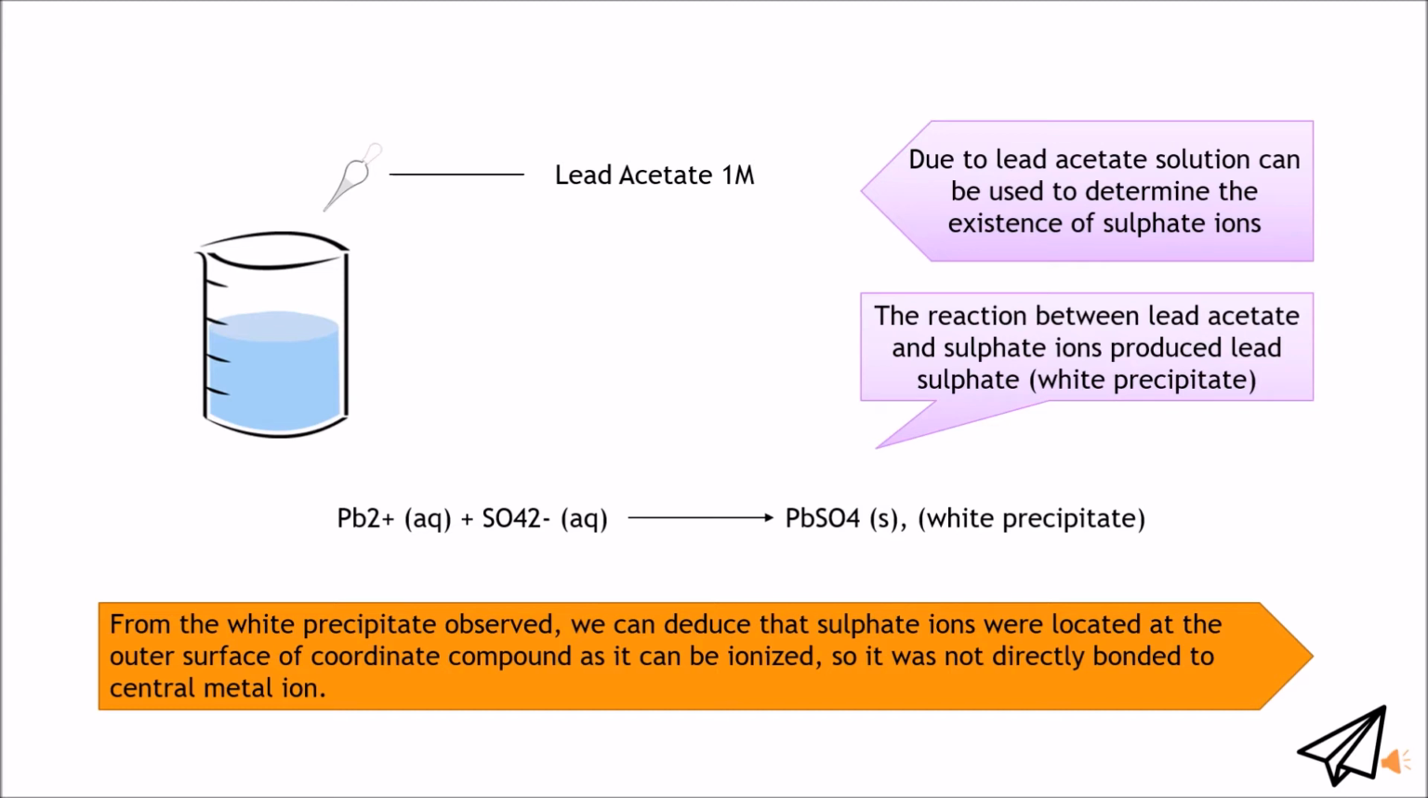From the white precipitate observed, we can deduce that SO4 2- was located at the outer surface of the coordination compound as it can be ionized, so it was not directly bonded to the central metal ion.